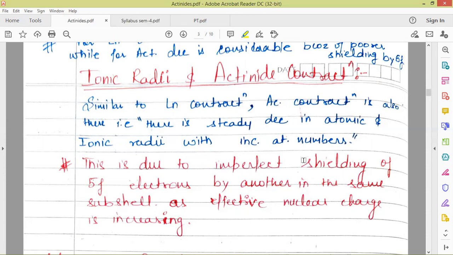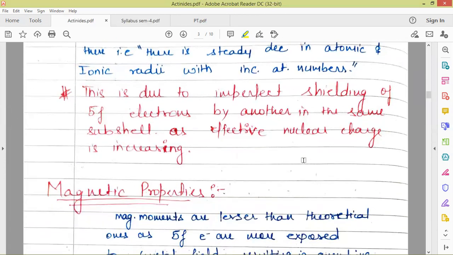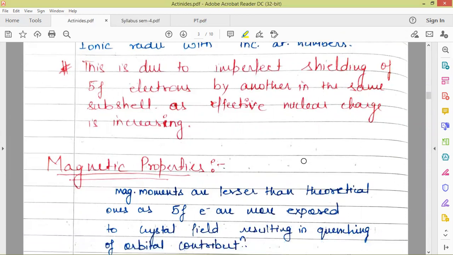This was due to the shape of the 4f subshell. But here, the 4f subshell is already existing inside, so due to poorer shielding of the 4f subshell, as the atomic number is increasing, the size is going to decrease to a much larger extent in comparison to the lanthanides. So this is due to the imperfect shielding of the underlying 4f and 5f electrons.